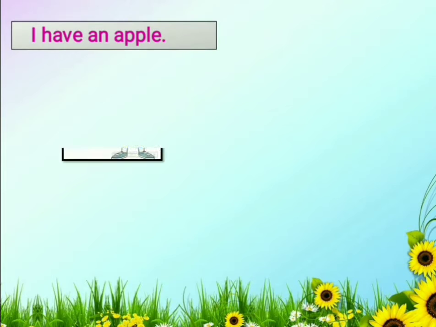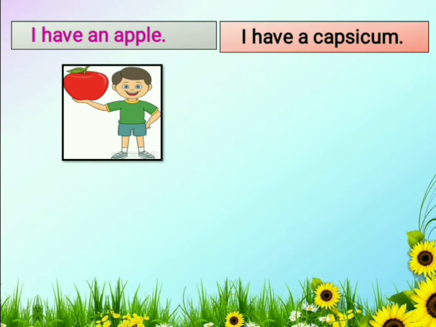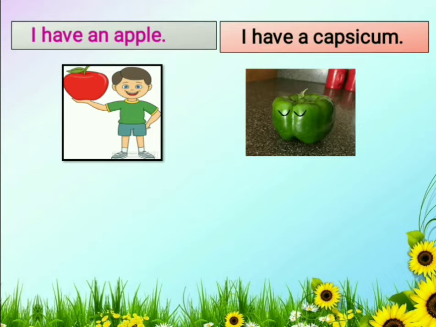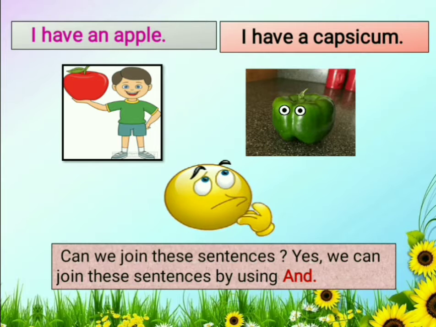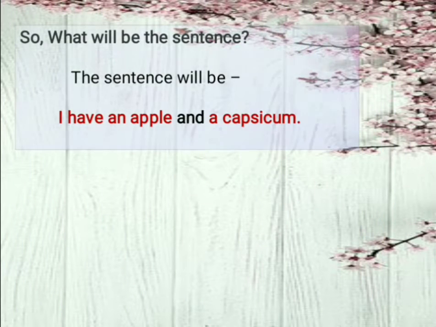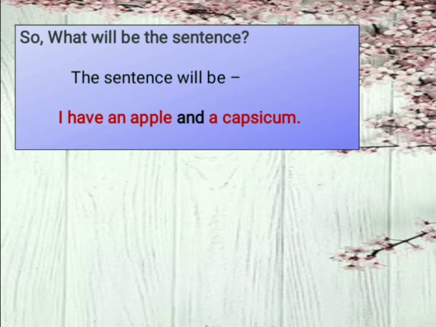I have an apple. I have a capsicum. So students, can we join these sentences? Yes, we can join these sentences by using and. So, what will be the sentence? The sentence will be I have an apple and a capsicum.